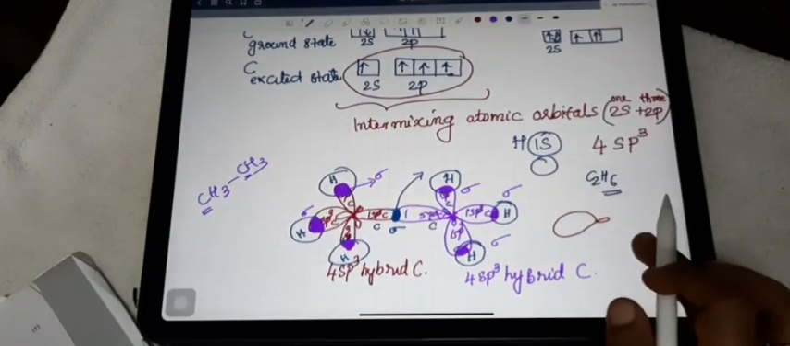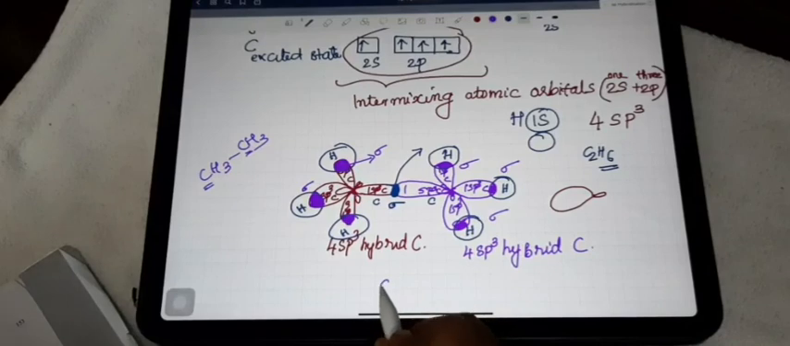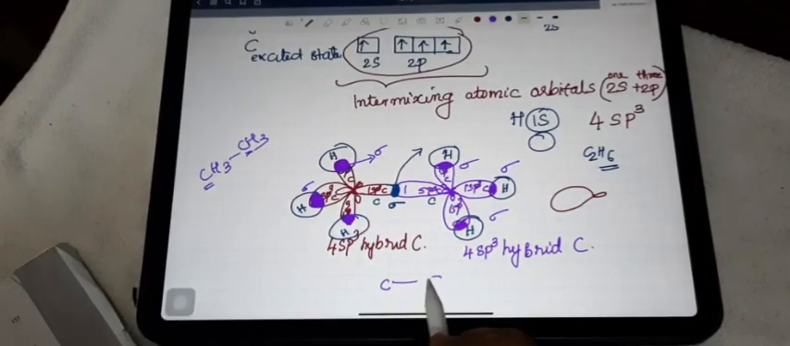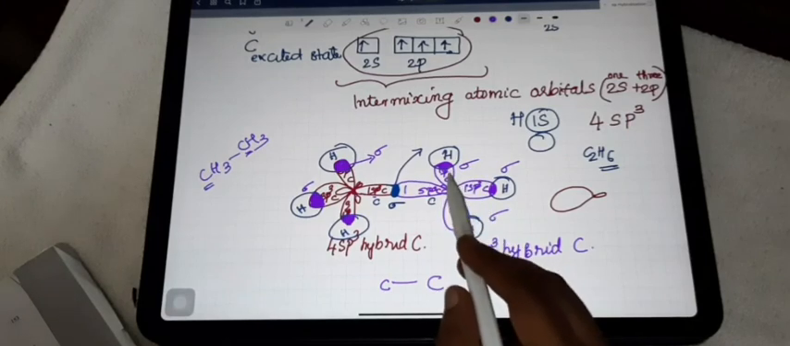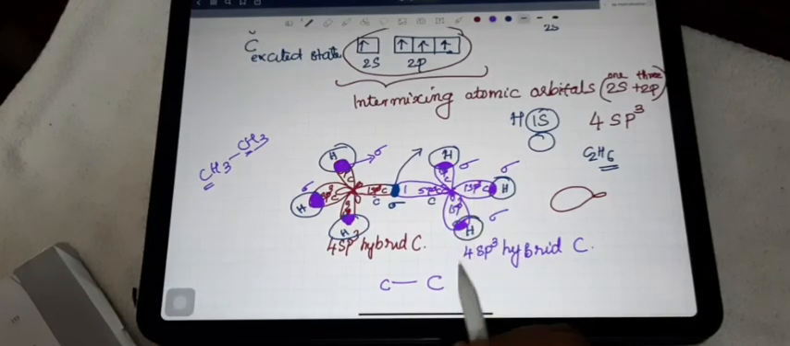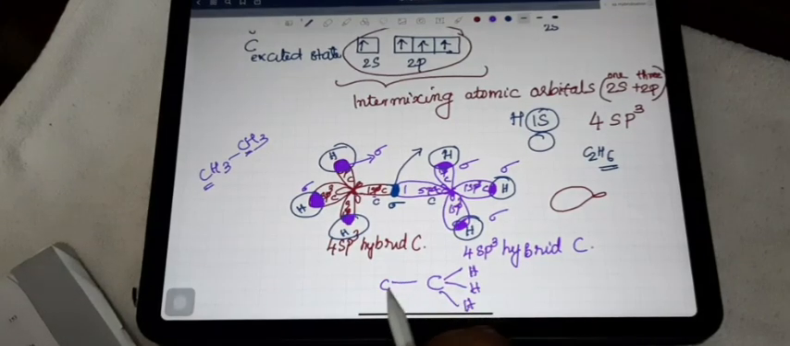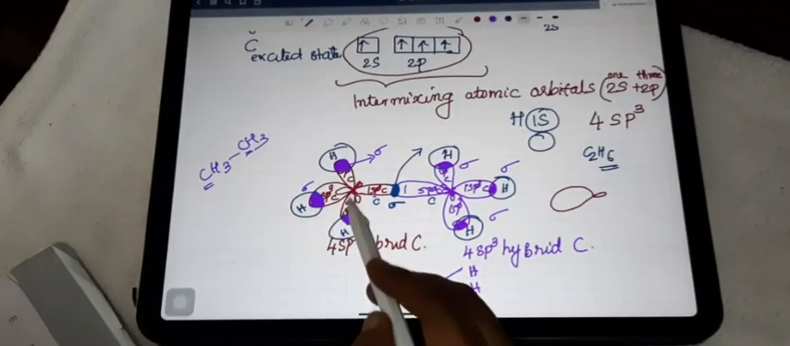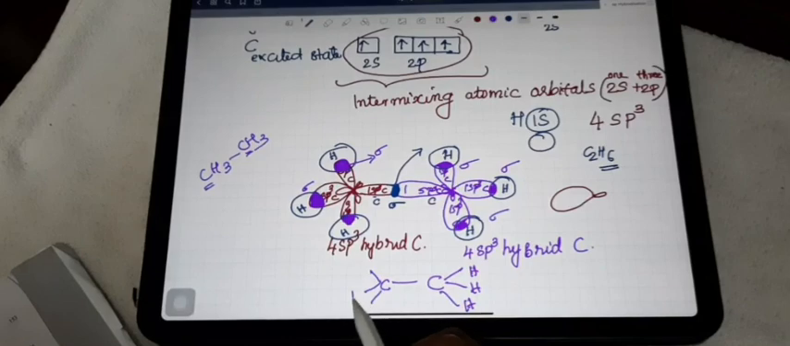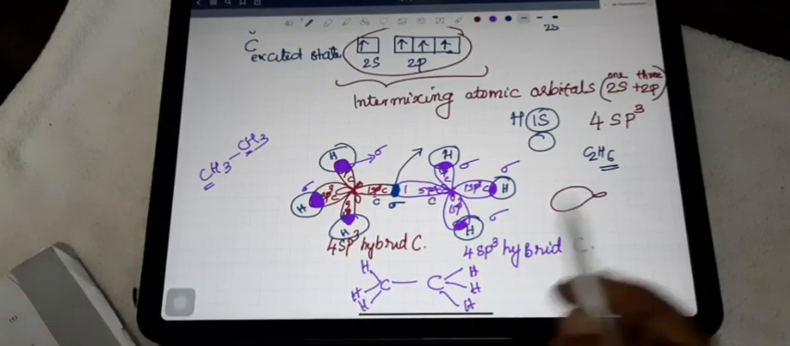Okay, so the structure will be like this: C single bond C, that is this bond, and this carbon is joining with one hydrogen, another hydrogen, and another hydrogen. So that will be the structure like this. And this carbon also has one bond to the other carbon and bonds with the 3 hydrogens. Okay, so this is the structure.